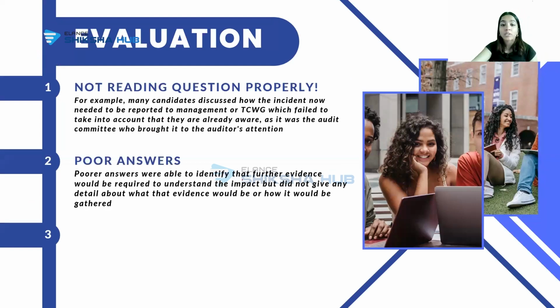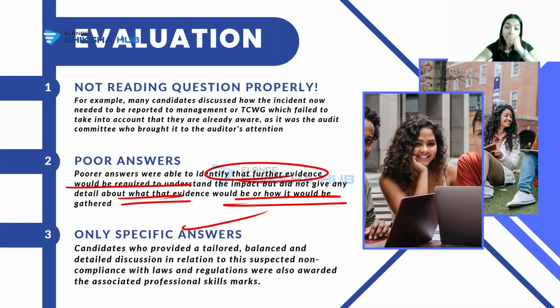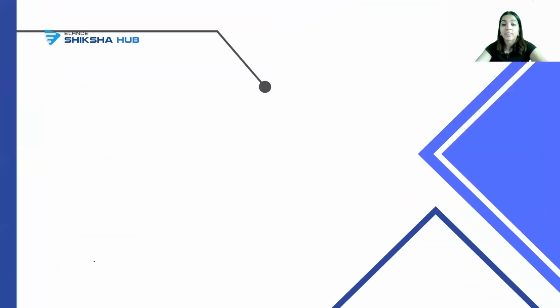Poor answers were able to identify that further evidence would be required. Now again, a general statement. Which evidence are you talking about? How would you obtain that evidence? Nothing has been written as to how and what evidence. They simply wrote further evidence, which is very, very wrong, and only specific answers fetched marks. All those which were tailored, balanced, and had a detailed discussion fetched marks; otherwise it did not fetch any marks.